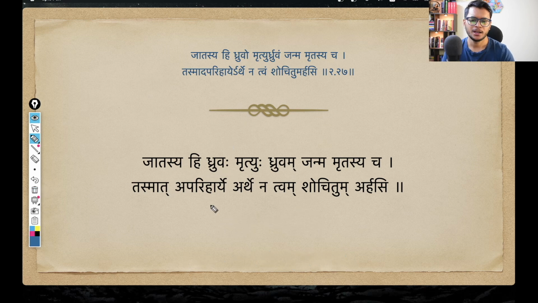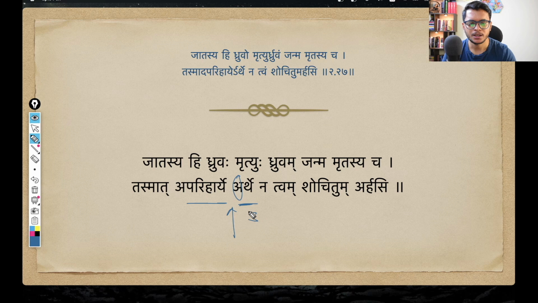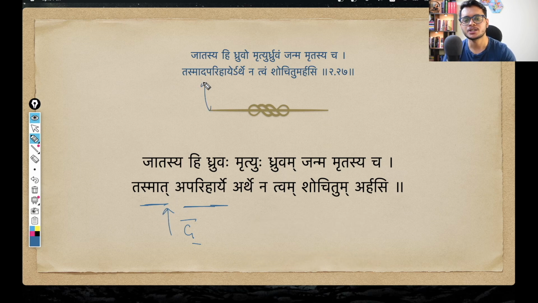So another Sandhi. And then if we see these two padas, Apariharye Arthe, what is happening is a Purva Rupa Sandhi, due to which the Akara of this Arthe is being hidden by this Avagraha Chinha, as you can see. Apariharye Arthe, so this A is hidden behind this Avagraha Chinha. Okay, so a Purva Rupa Sandhi is happening between these two padas also. Tasmat Apariharye: here this Takara is changing into this Dakara. Why? Due to Jashtva Sandhi. So the two separate padas, Tasmat Apariharye, due to Sandhi change into Tasmad Apariharye. This da is coming.